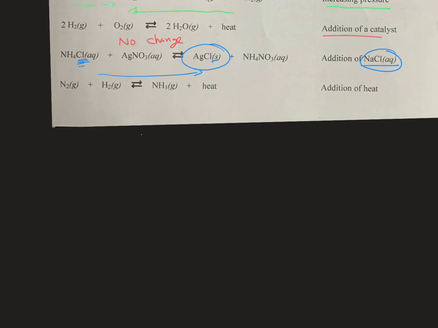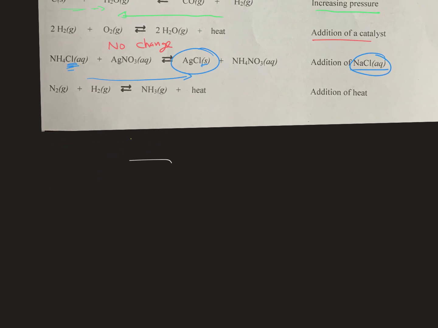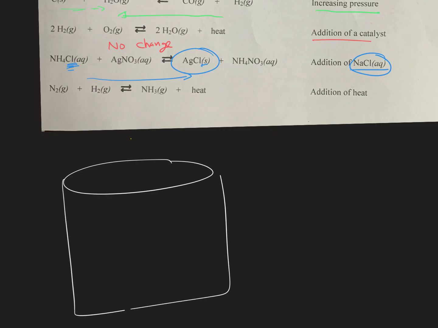Okay, let's draw a picture. Here's my container of water. If I throw sodium or ammonium chloride in there, that's soluble. How do we know? Because it says it's aqueous, right? And so what happens? The ions dissociate from one another, and we get NH4 plus and Cl minus. Now, how many of these do we really have? Just one of each? Trillions of them, right?